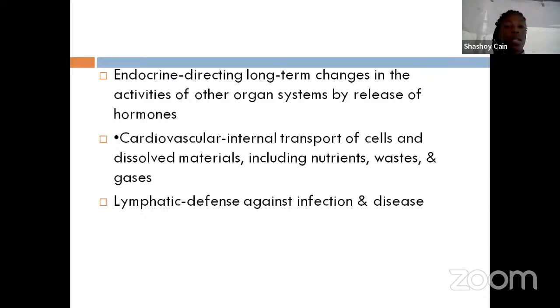And the pituitary gland plays a very good part in this because the gland secretes hormones. Cardiovascular, internal transport of cells and dissolved materials including nutrients, waste, and gases. And we know that includes the heart and the different blood vessels. Lymphatic system is the defense against infection and disease. Who can give me an organ that plays a part in the lymphatic system? Lymph nodes.